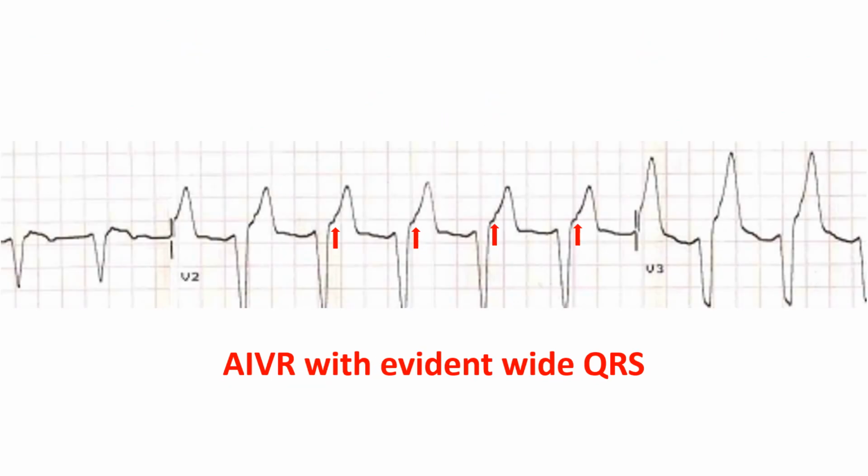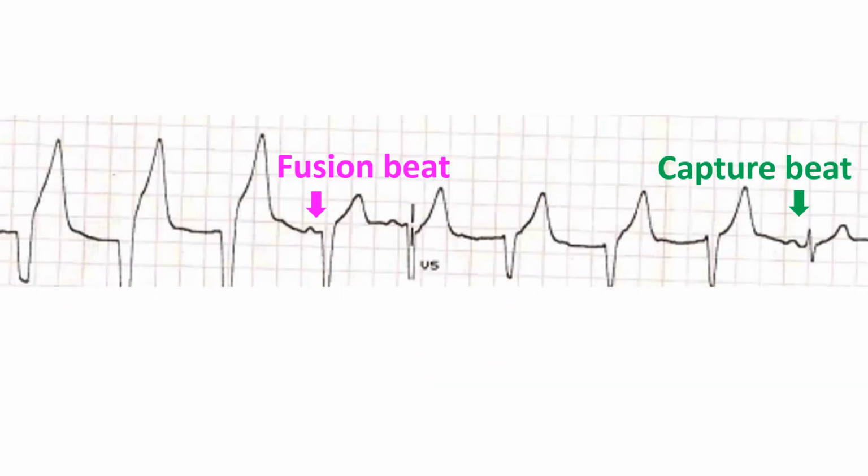The P waves are not very evident, though careful examination will reveal the slight notching of the upstroke of the T waves. The fourth beat shows a P wave with reasonable PR interval and a QRS which is narrower than the initial 3 beats, suggesting that it is a fusion beat. The last beat is preceded by a P wave and has a narrow QRS, indicating that it is a capture beat.